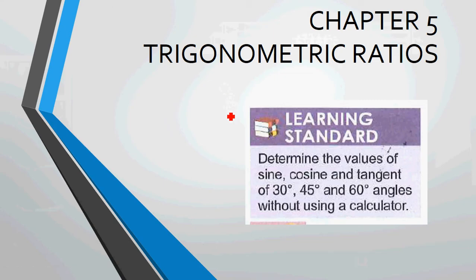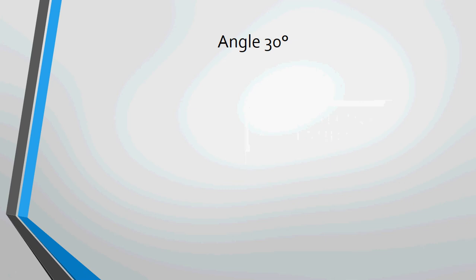Today I'm going to discuss more on chapter 6, trigonometric ratios. You're going to determine the values of sine, cosine and tangent of 30 degree angle, 45 degree angle and 60 degree angle without using a calculator. I'll explain the concept of the 30 degree angle first.